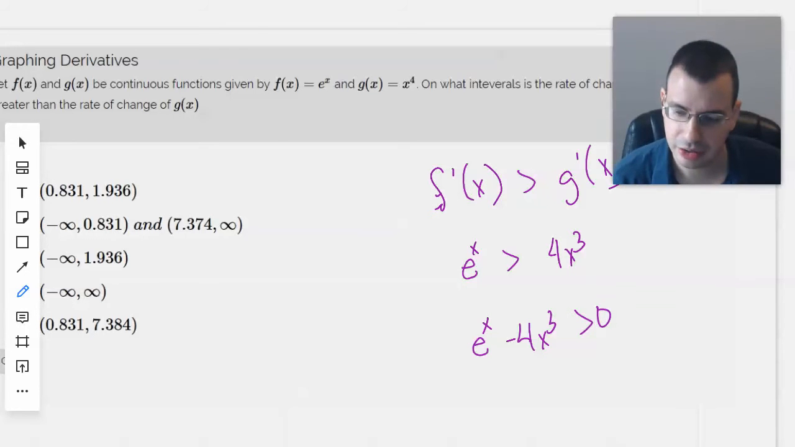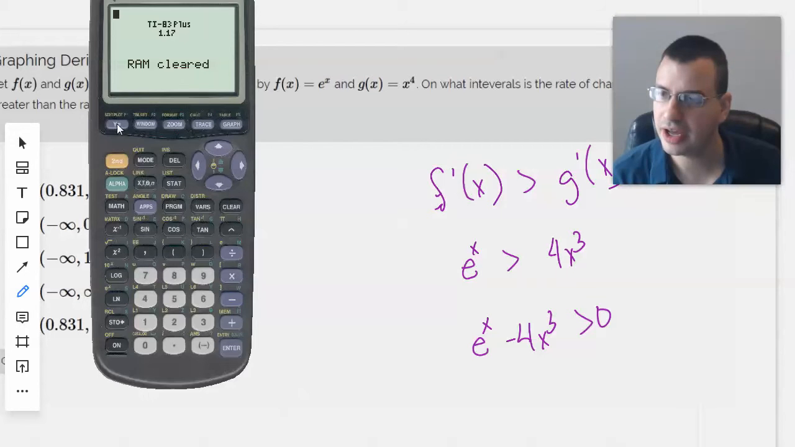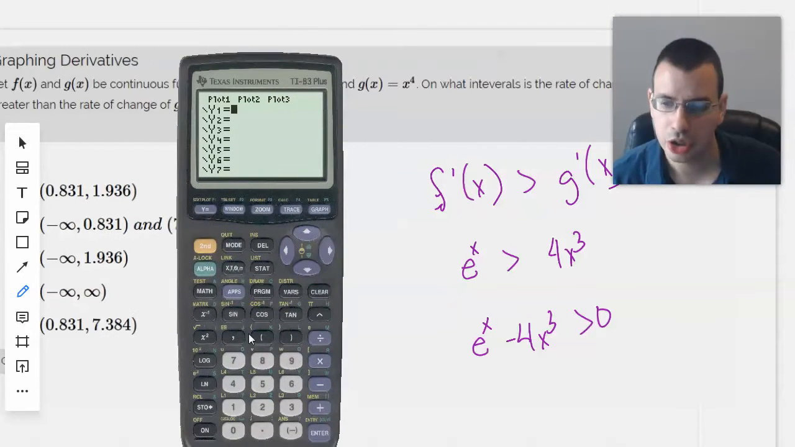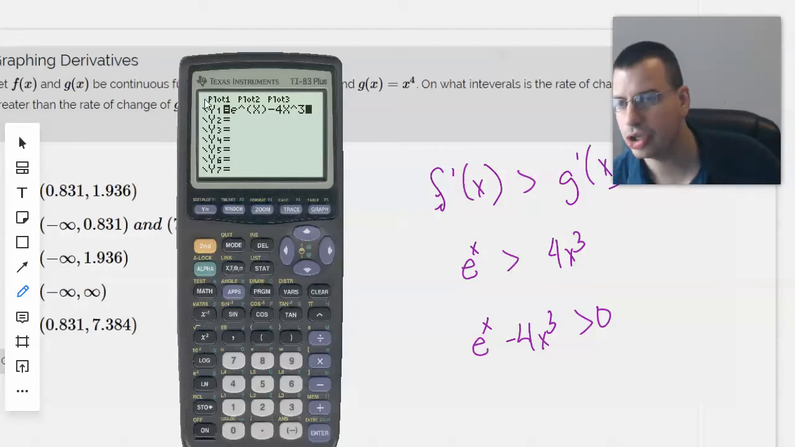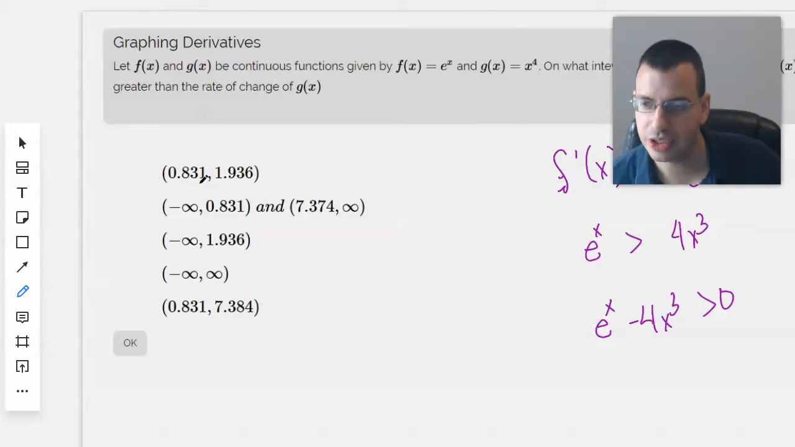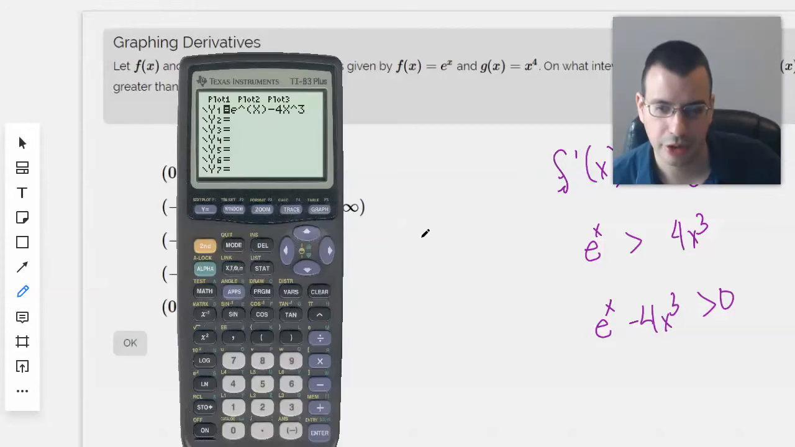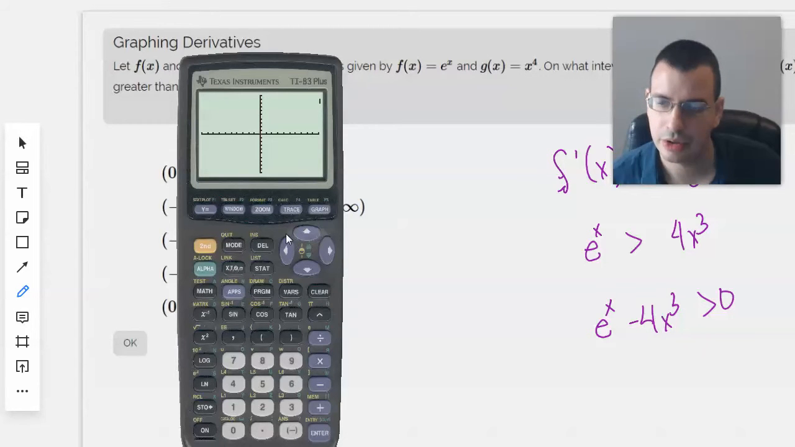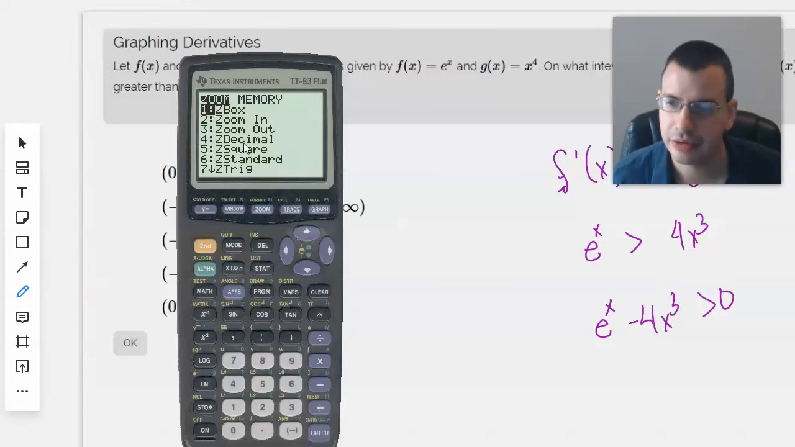Get the calculator and plug in the values. Y equals, there's the e, there's the x, there's a parentheses, a minus, a 4, an x, a to the power, and a cubed. It looks like we're going to be between 0 and 10, so I'll just graph normally with the standard default window. I think I'll do some zooming. No, I want the window.